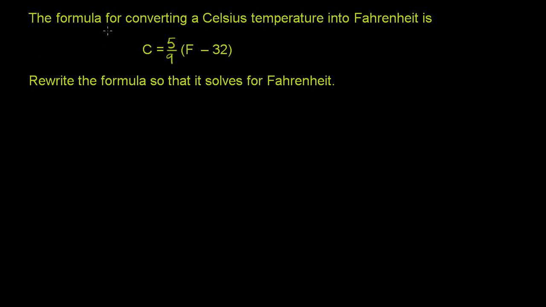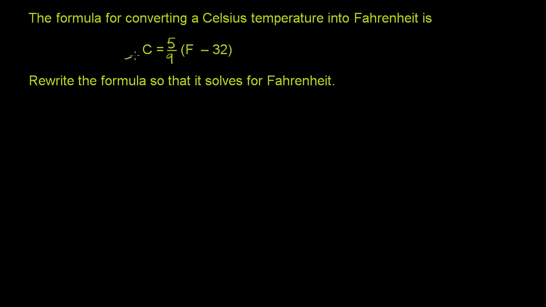We're told that the formula for converting a Celsius temperature into Fahrenheit is the Celsius temperature, or C, is equal to 5/9 times the Fahrenheit temperature minus 32. Rewrite the formula so it solves for Fahrenheit.